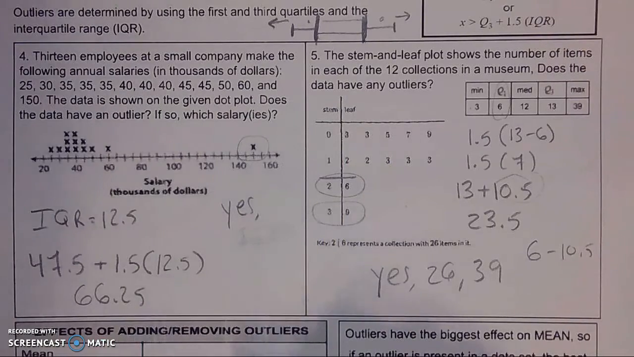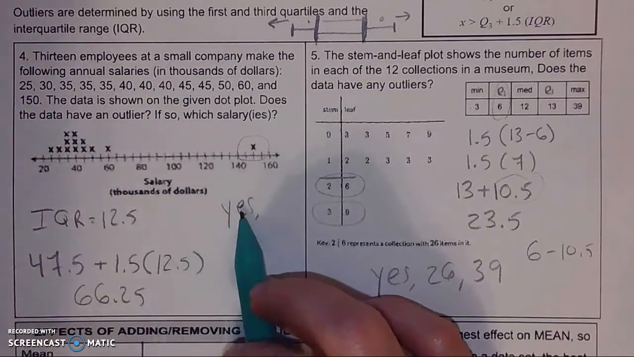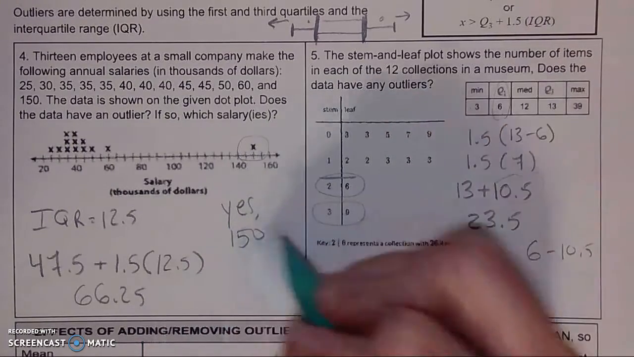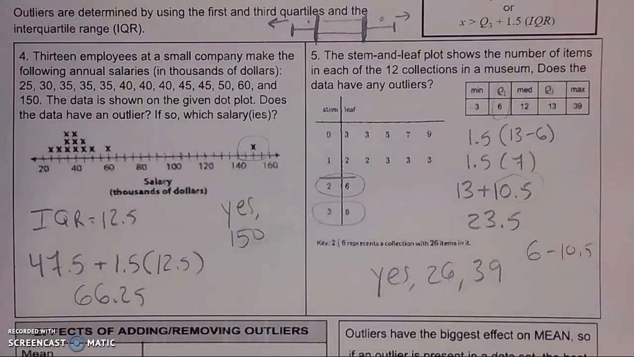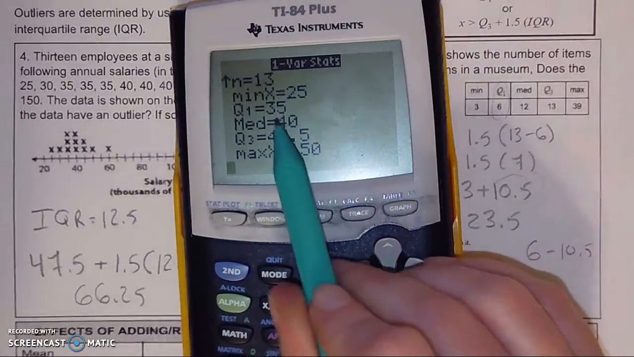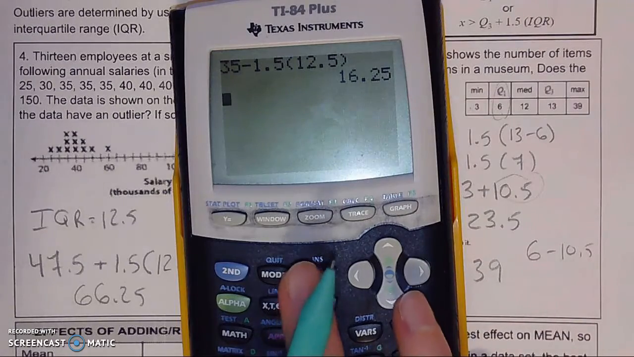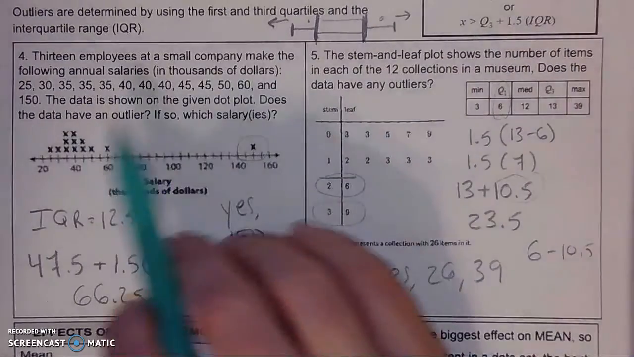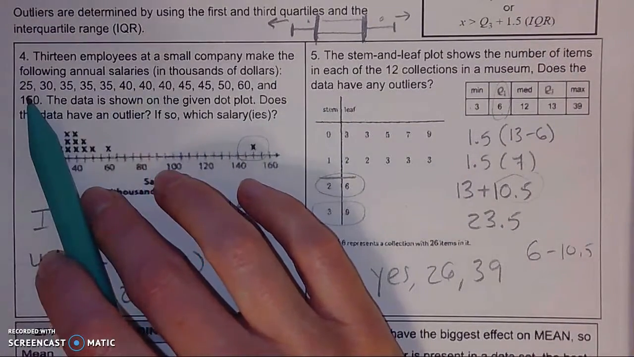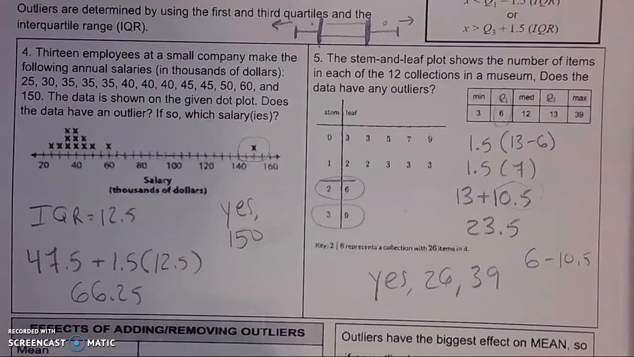Sorry, this recording thing keeps messing up. So anyway, anything higher than 66.25 will be an outlier. So yes, my outlier is 150. If you want to check a lower outlier, my Q1 is 35, so I would say 35 minus 1.5 times that 12.5. Anything lower than 16.25 would be a lower outlier, but obviously my lowest data point is 25, so no other outlier besides 150.